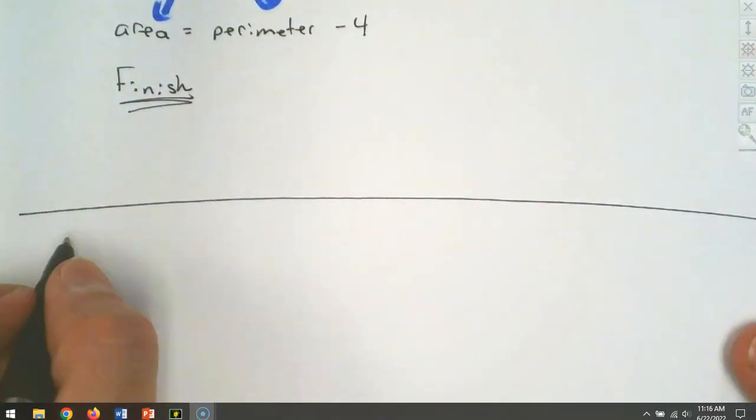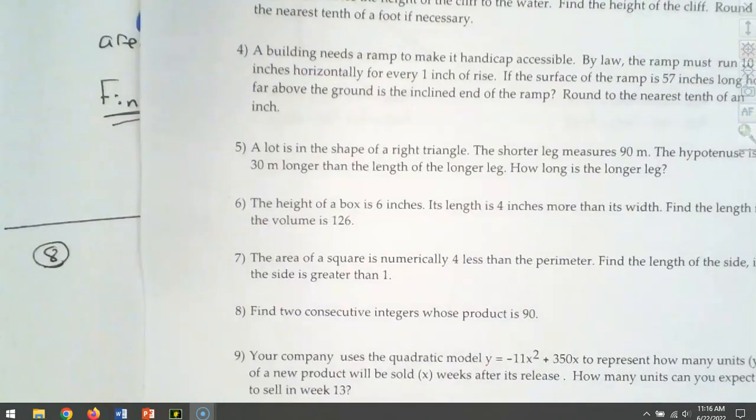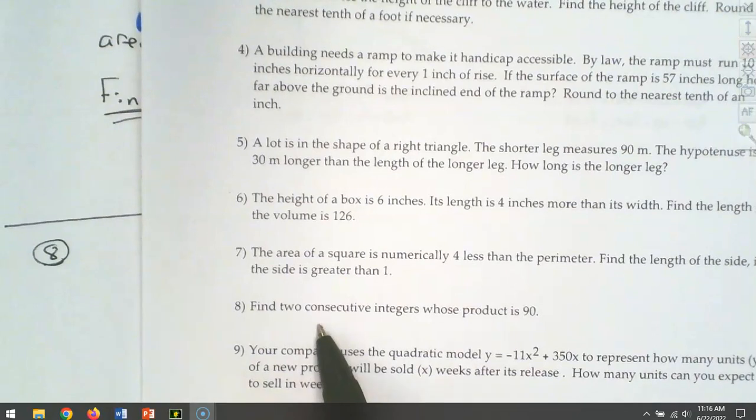Now, what about 8? 8 is very simple, too. Two consecutive integers. Does it say anything about even or odd? Nope. So what's the gap going to be? Is it 2 or a gap of 1? It does not say even or odd, so that means we've got a gap of 1, right? How many integers do we need? 2.